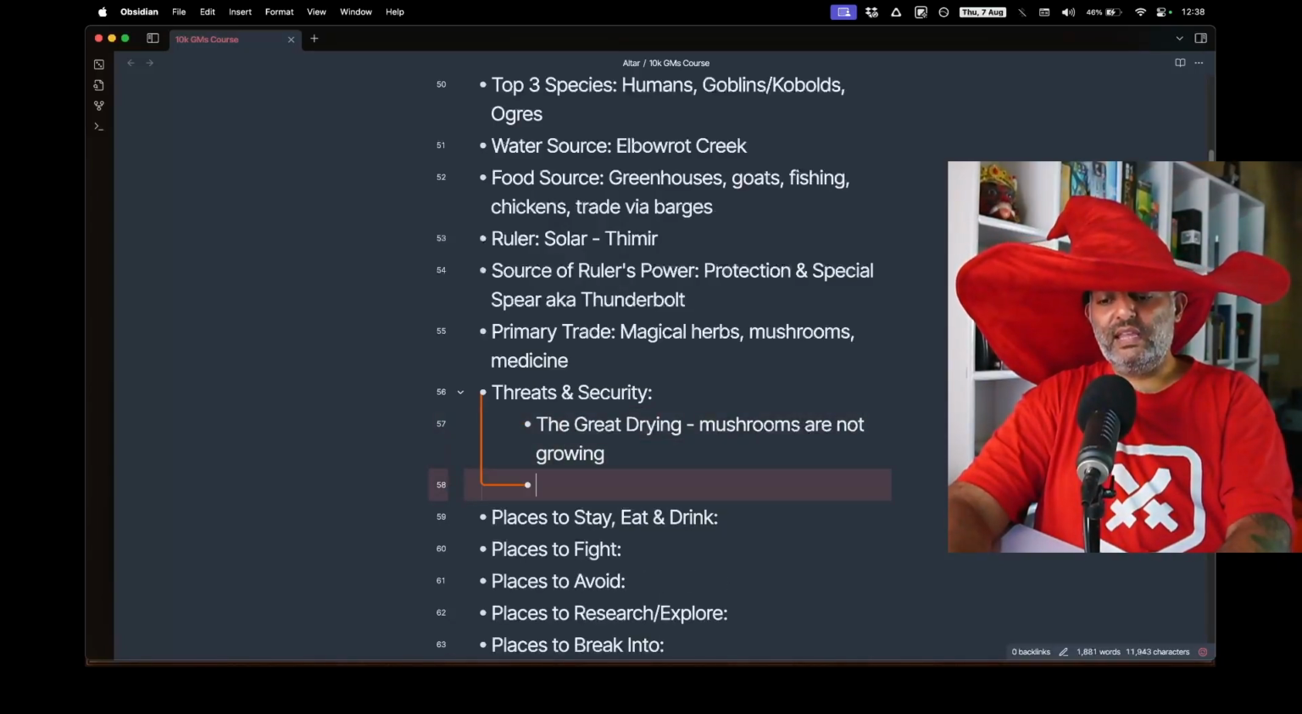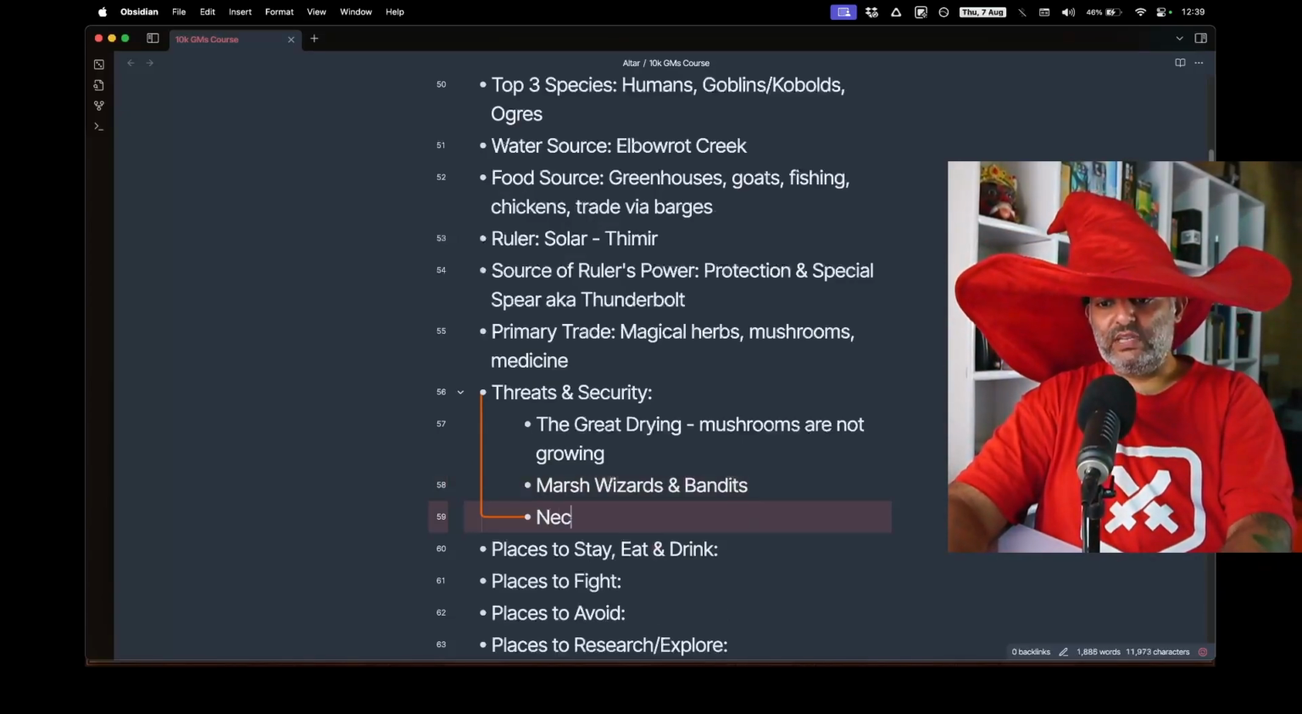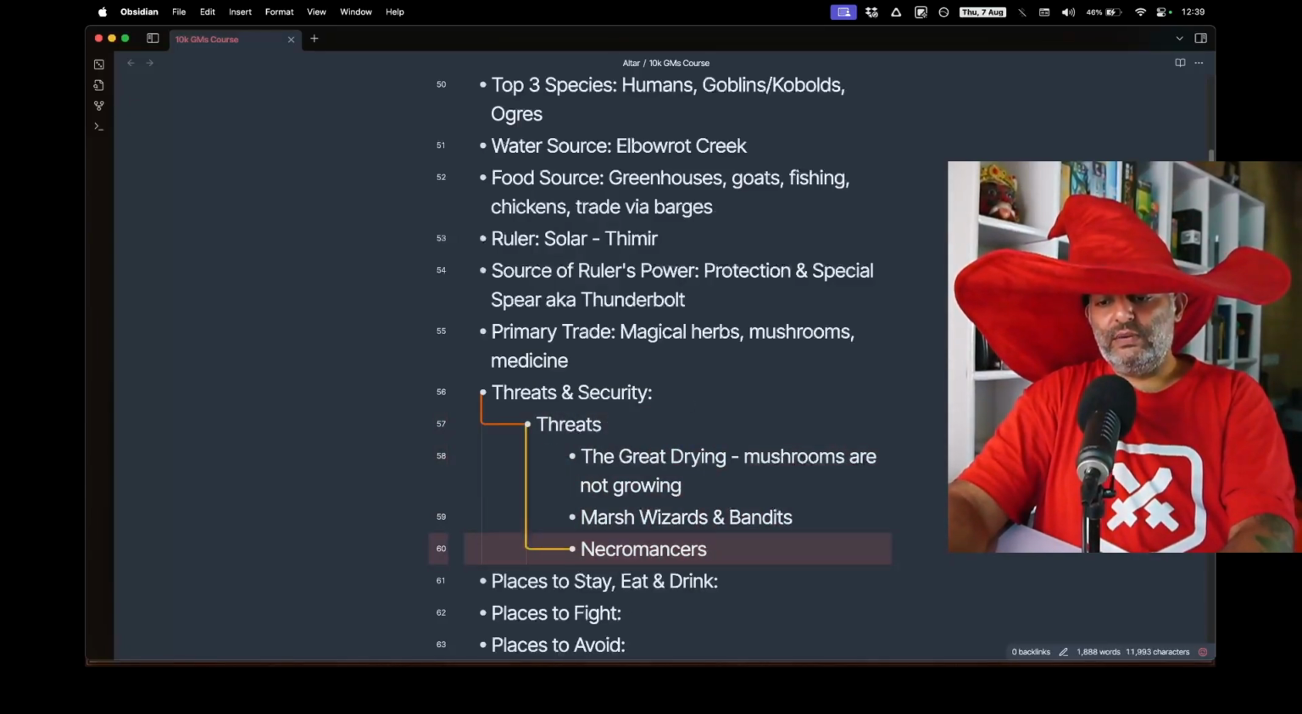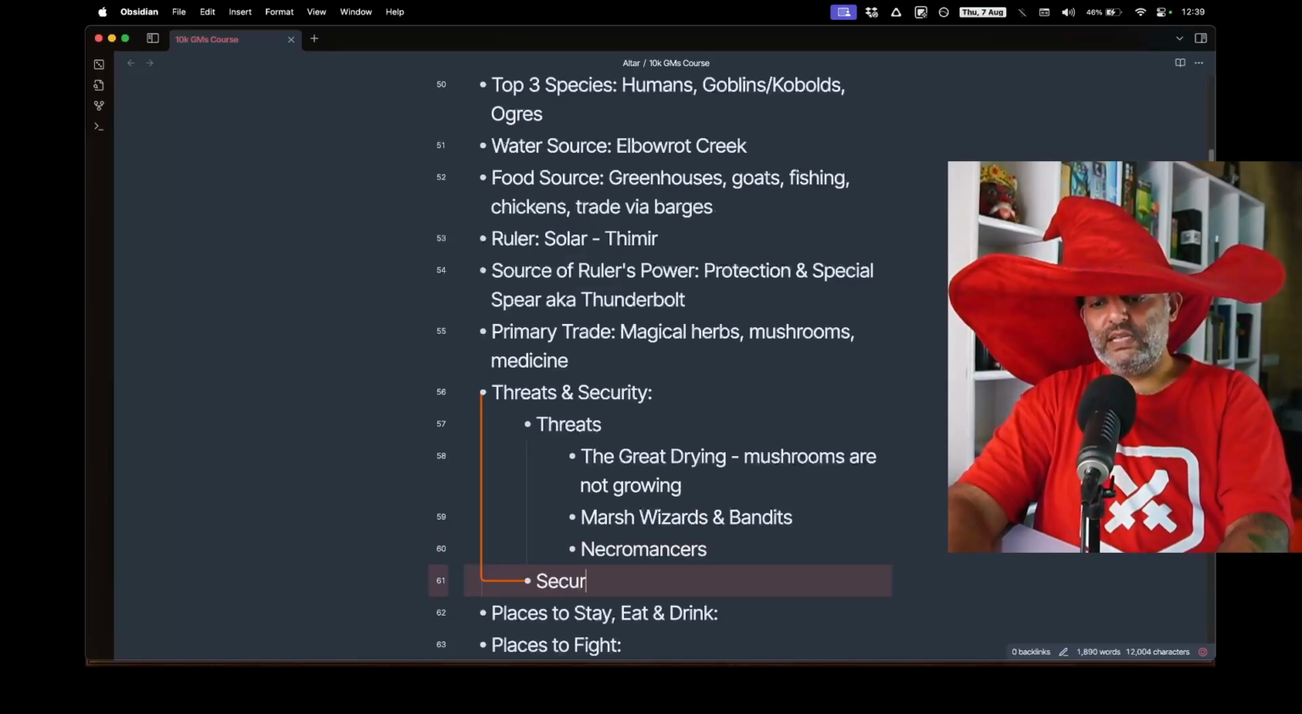Maybe another thing is you have the marsh wizards, bandits. Okay, so that's okay. Maybe there's like a faction of rogue magic users and necromancers. So we definitely want necromancers here. I like zombies. All right, so we have that. Those are the threats. So I'm going to list that out as threats. Okie dokie. Then we want security.